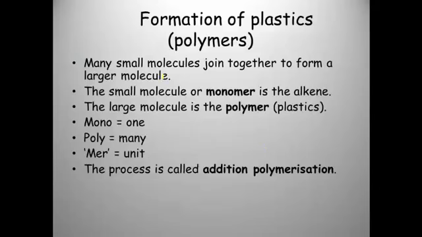Now, just a few words and their explanation like I've already talked about. Small molecules join together to make a larger molecule. The smaller molecule is called a monomer, which always has to be an alkene, which has a double bond, and it makes a larger unit called a polymer. So mono means one, poly means many, mer means unit, and this whole process is called addition polymerization.